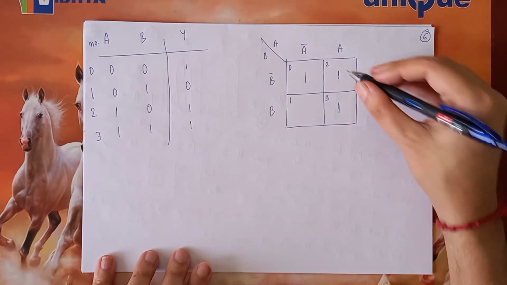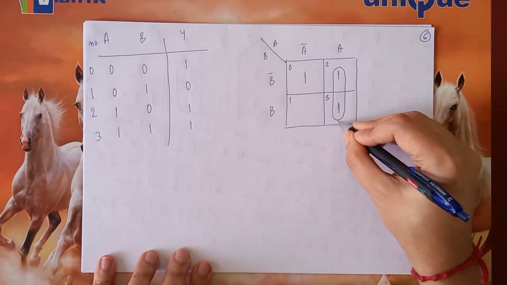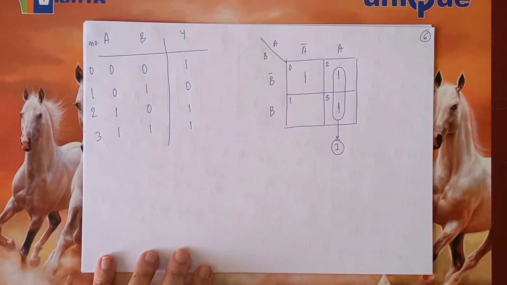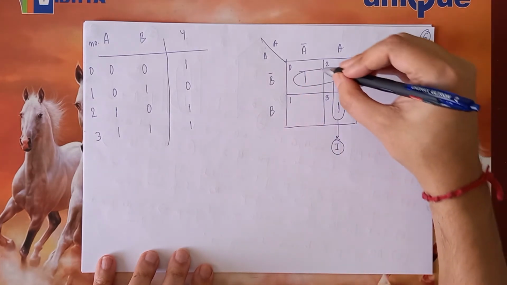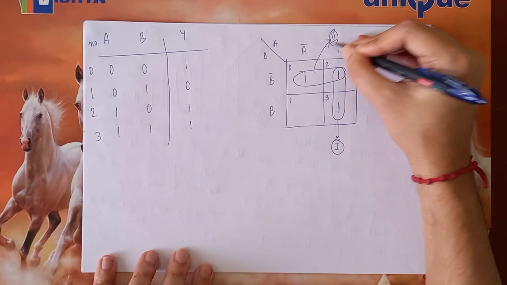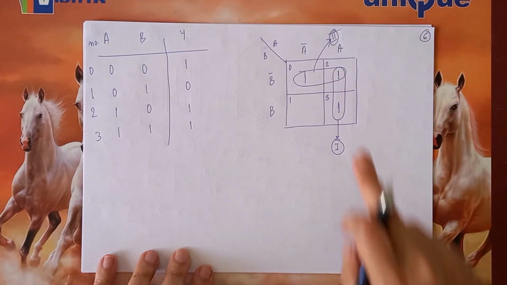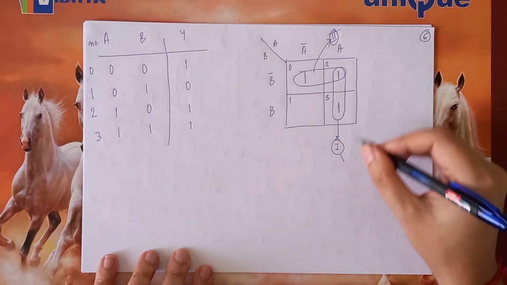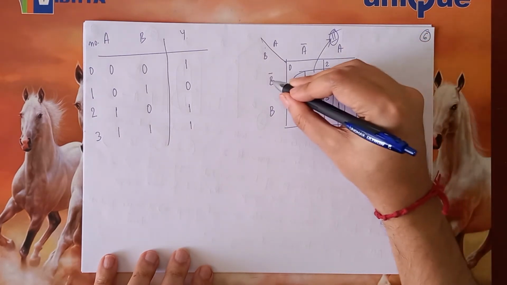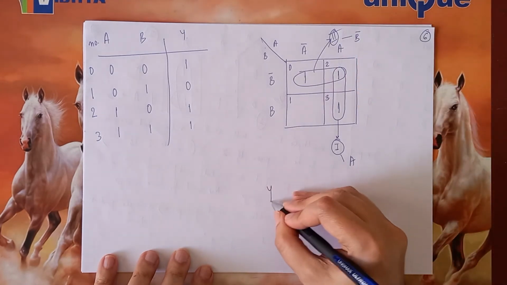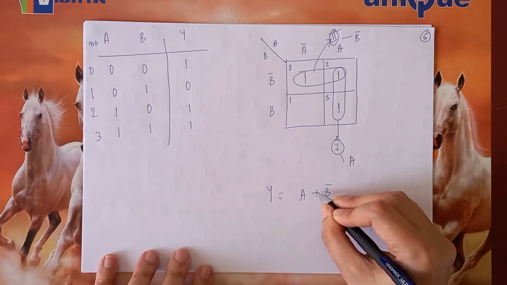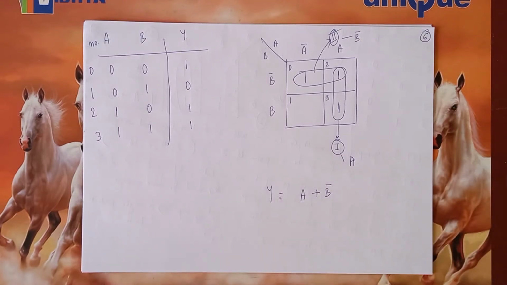So how do we make the groups? One group we can make here. Let's call this group number 1. We can make one more group. We'll call this group number 2. So the common term corresponding to group 1 will be A. And for this, it will be B bar. So therefore, we get y equals A plus B bar. This is how we combine the results from each group. I hope that is clear.